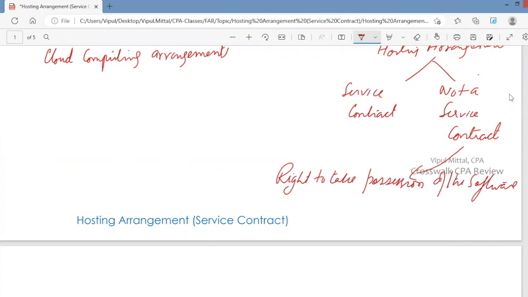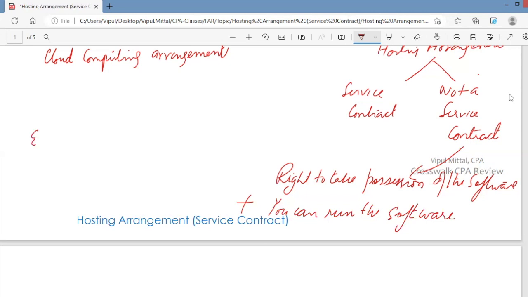At any time during the hosting period. So if the hosting period is 5 years, you can take possession of the software anytime during that 5 year period without significant penalties. It is not that you can take possession, but you have to make a payment of $20,000. Not like that. And you can run the software on your own hardware, or on another vendor's server. You don't need the vendor who is providing you the hosting arrangement.